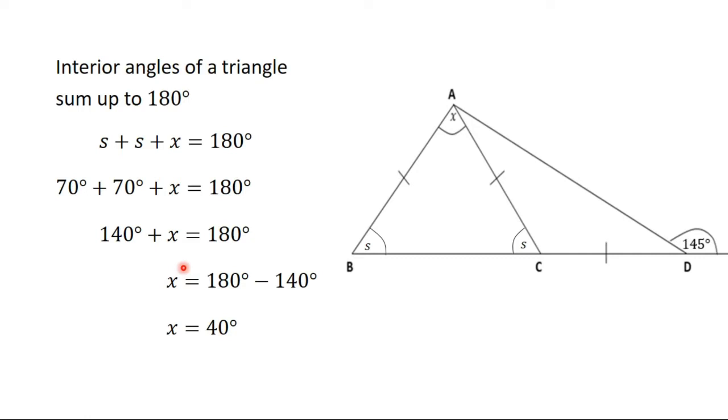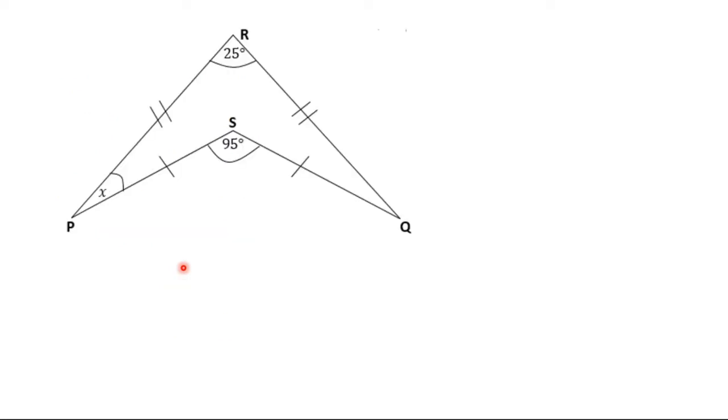So we see that from this diagram, we have used the property of isosceles triangles to find the value of S. So whenever the question is given to you, you study the diagram very carefully, then use the properties of triangles that you've learned to solve the question. Let's consider the next one.